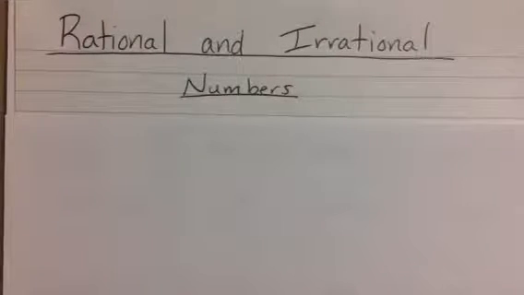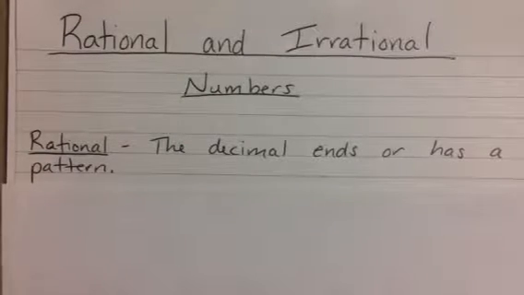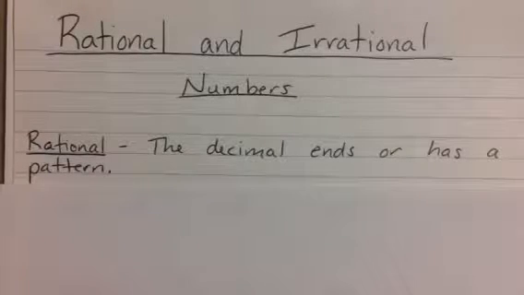This is your video on rational and irrational numbers. First of all, to start off, you have to put your number or your expression in your calculator and take a look at the decimal to tell if a number is rational or irrational. If the decimal ends or has a pattern of numbers that repeat, that means that it is rational.